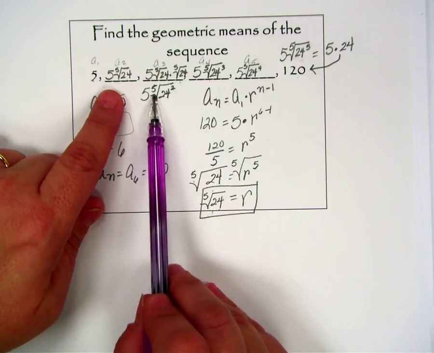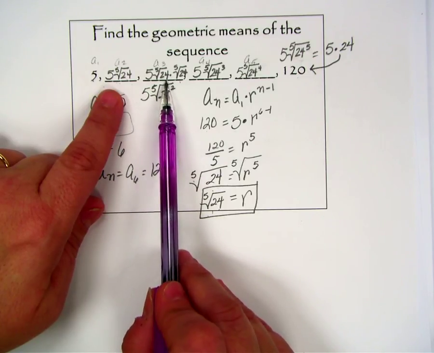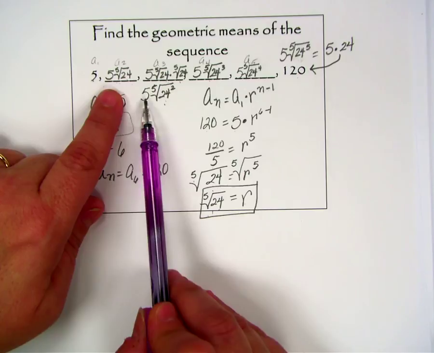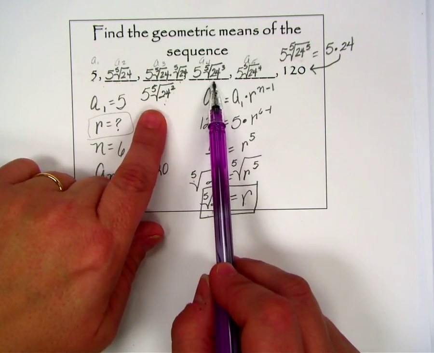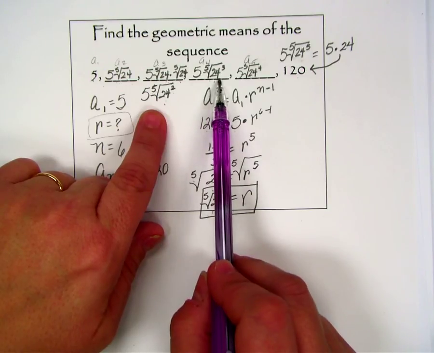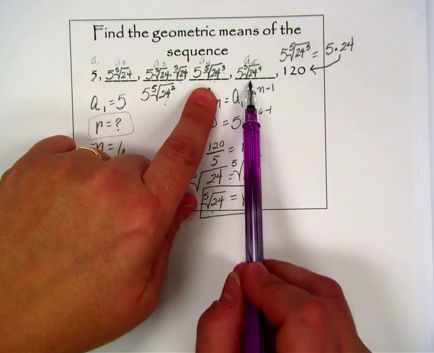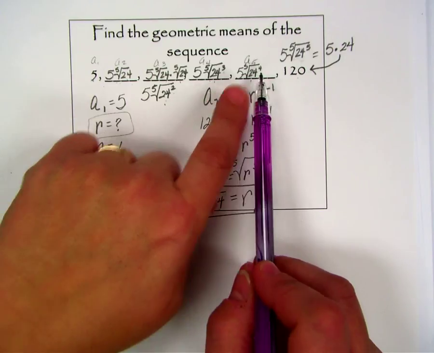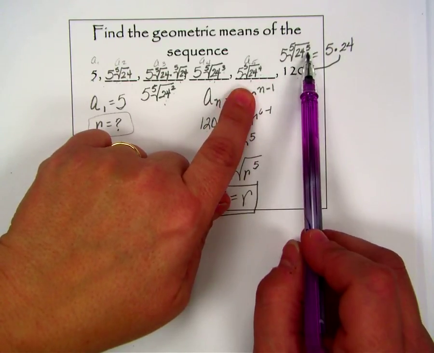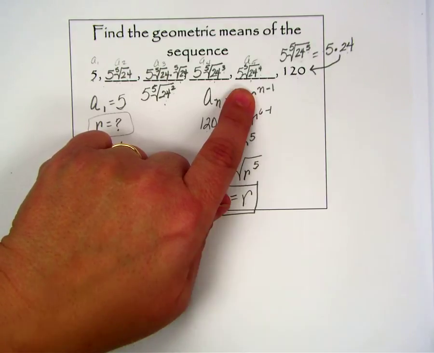Well, that's the fifth root of 24 squared. The fifth root of 24 times the fifth root of 24 is the fifth root of 24 squared. Now, to get from here to here, I multiply by the fifth root of 24 again, which makes it cubed. Again, it makes it to the fourth. Now I got to the fifth, and the fifth root of 24 to the fifth power is 24. 5 times 24 is 120.